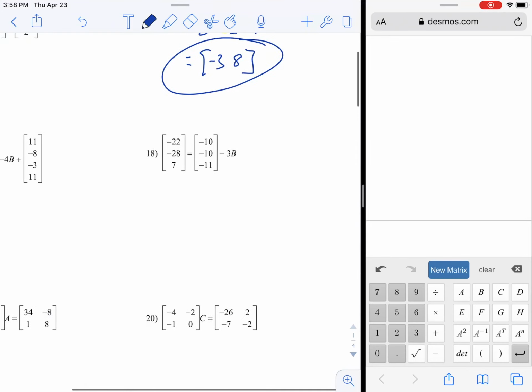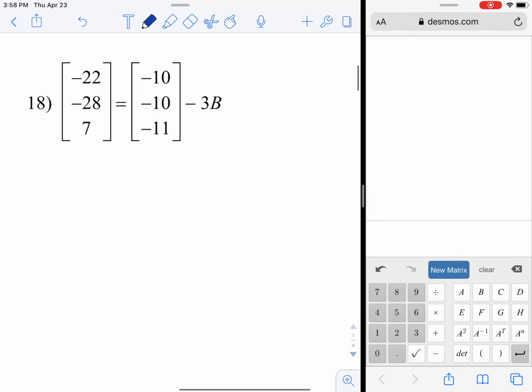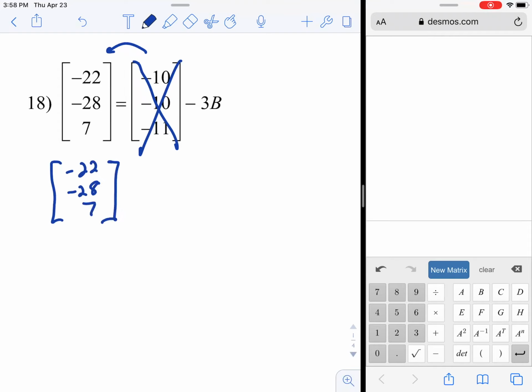Okay, number 18. So this is going to be a two-step equation. To isolate b, we got to do two things. First, I want to cancel this out and bring it to the other side of the equal sign. Since it is positive, there's no sign in front of it. That means it's positive. I need to subtract it. So it's going to be -22, -28, 7, minus -10, -10, -11 equals -3b.